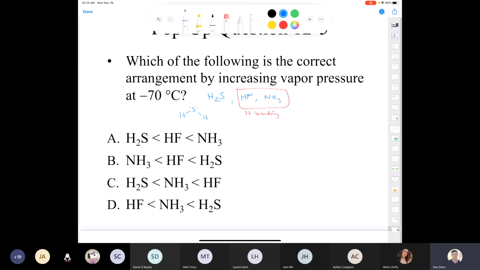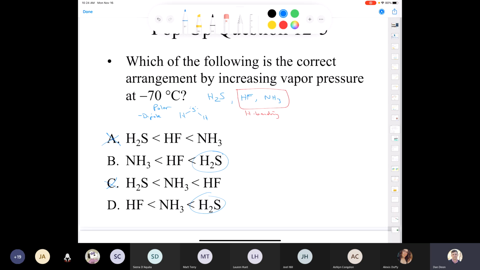It has a bent geometry, and so it is polar. And so it only has dipole-dipole forces. It has London forces too, but the strongest forces will be dipole forces. And so since it has the weakest intermolecular force, it's going to be the most volatile. So that means either B or D has to be the correct answer.